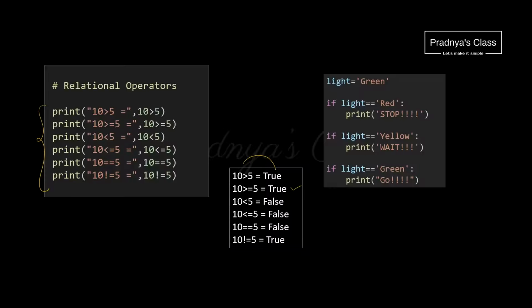10 is less than 5, no, we got false. 10 is less than or equal to 5, no, then we got false. 10 is equal to 5, no, we got false. 10 is not equal to 5, yes, both are not equal, that's why we got true. Here is the example which demonstrates the usage of operators. We will be using them along with conditional statements.